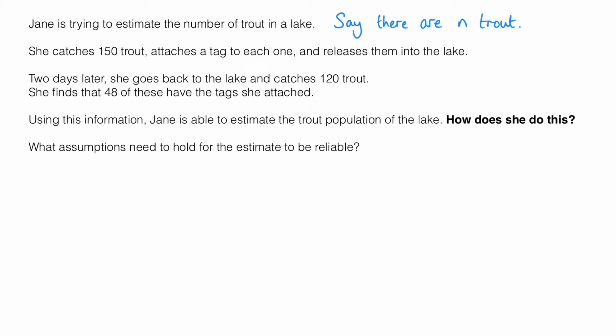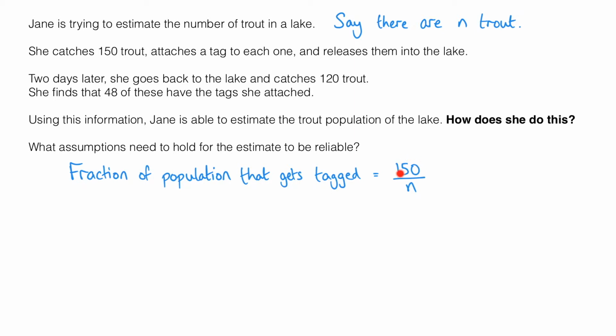Next, we notice that she catches 150 trout out of the total population, which is N trout. And what I'm going to do is work out what fraction of the trout get tagged. So she tags all of these 150 trout that she catches before putting them back into the lake. That means this is just saying that 150 over N of the population gets tagged.